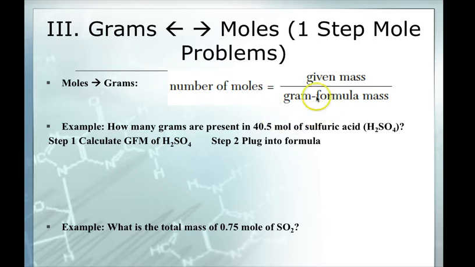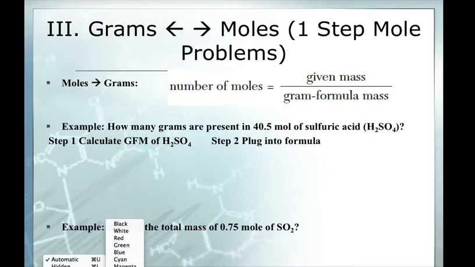So let's take a look at this one here. You'll notice it says how many grams. So whenever a term is preceded by how many, that's obviously what you're looking for. So the how many grams, of course, would go here. That's what you're looking for. That would be our x. 40.5 moles goes here. And then we'd have to find the gram formula mass of H2SO4. And we already know how to do that.